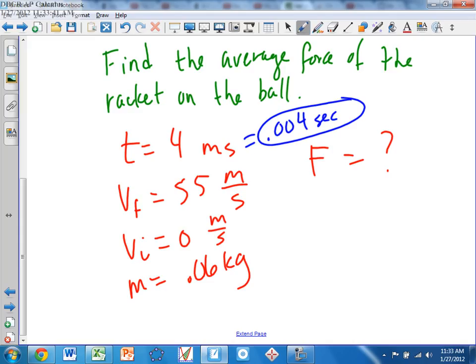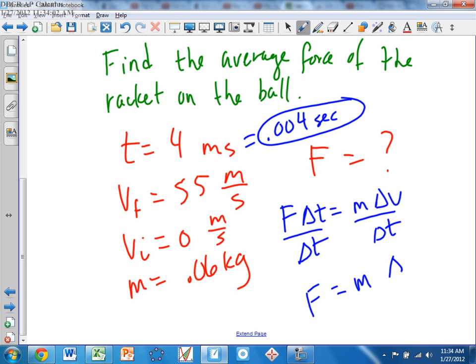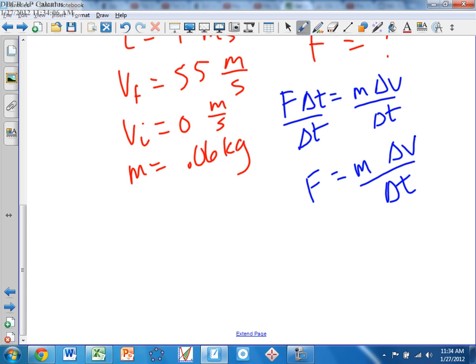Very good. So we got F delta T equals M delta V. We know that the VI is 0, we know that the VF is 55, we can plug in M, we can plug in delta T and solve. So here, let's divide by delta T. Again, we divide by delta T to solve for F.